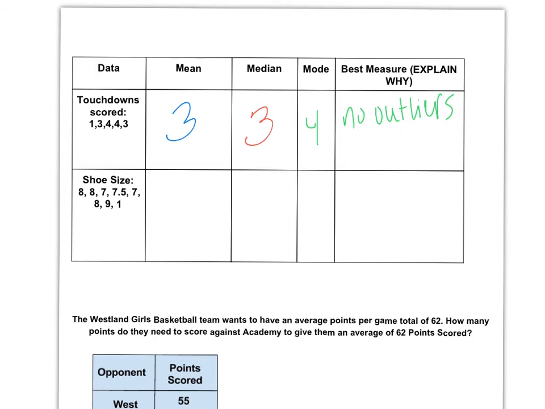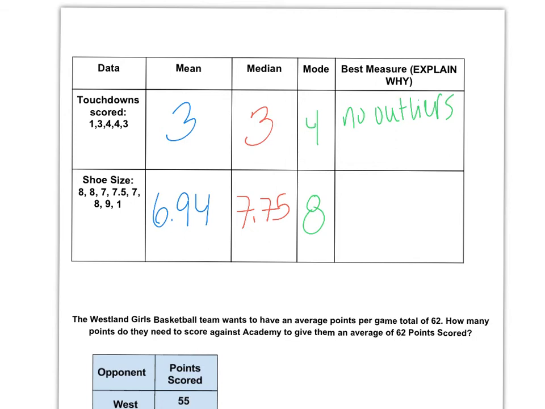Okay, so for shoe size, after putting these in order and adding them up and dividing by 8, since there are 8 values, you would have a mean of about 6.94. You would have a median of 7.75, and you would have a mode of 8.